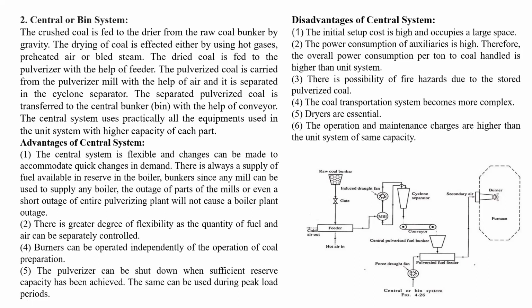Pulverizers run 24 hours in the unit system, whereas in the central system the pulverizer can be shut down when sufficient reserve quantity is achieved in the pulverized fuel feeder, or you can say coal bunkers. The pulverizer can also be used during peak load periods.